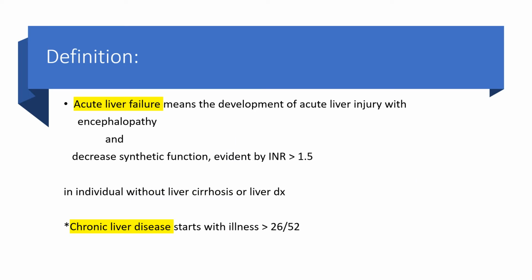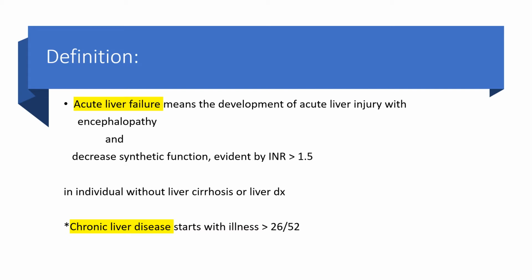By definition, acute liver failure means that there's development of acute liver injury with encephalopathy, and there is decreased synthetic function evident by INR greater than 1.5 in an individual without liver cirrhosis or liver disease. It's either you get the value of INR or PT, it's the same. And when the value of INR is getting higher and higher, then you are getting closer and closer to bleeding. When the value is dropping lower and lower, then you are getting closer and closer to clot formation.